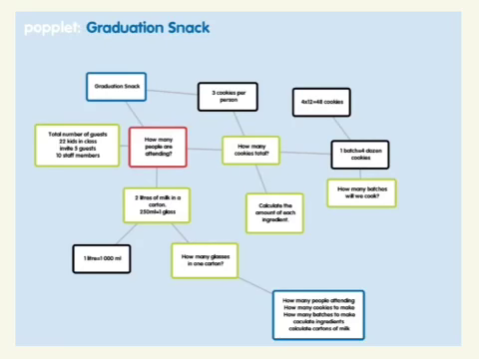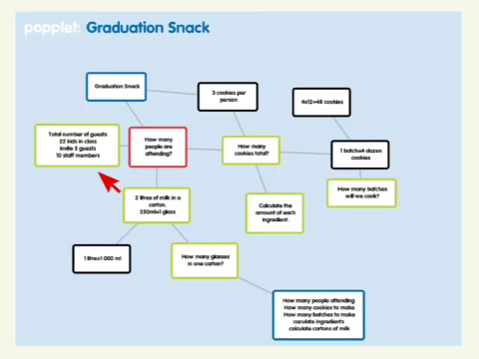I have made a poplet to show you that we need to get from graduation snack all the way to here. It is going to be quite a long ride, but we will be able. The first thing we need to do before we answer any of these questions is find out how many people are attending. The one in red means that this is the most important. How many people are attending? You cannot answer how many cookies total unless you have the people that are attending.